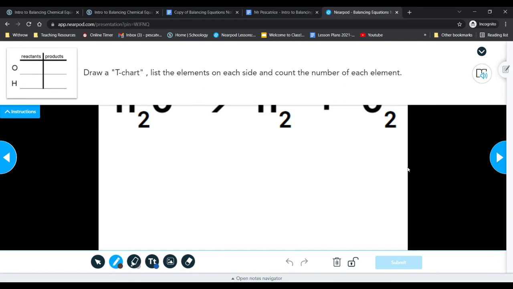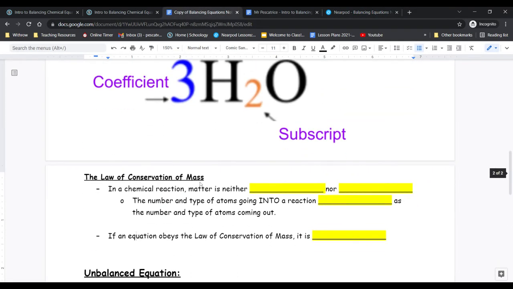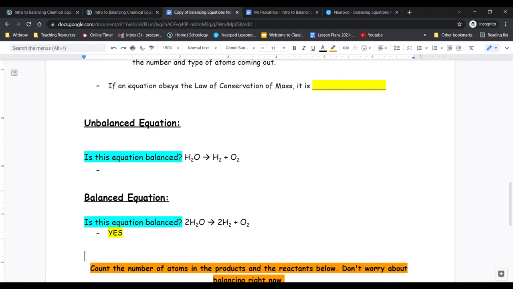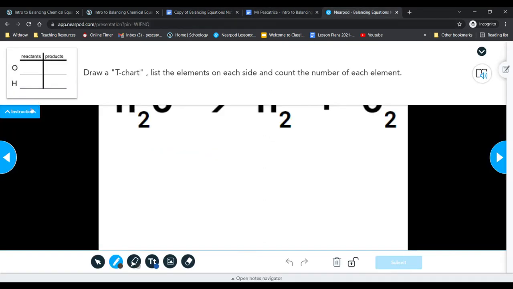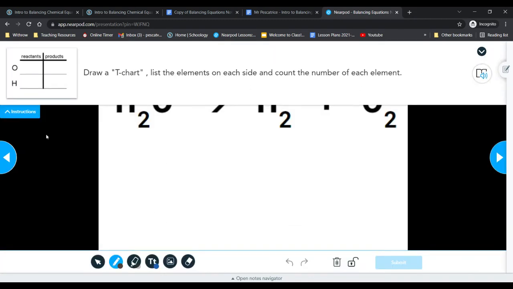All right, so here is a T-chart. What I'm going to do here is match your notes. So in your notes here is where we're going to be at. So let me delete these real quick. An unbalanced equation, we did that. So I'm going to be tackling this question right here. Is this equation balanced? So in our notes here, a T-chart looks like this with the product and the reactants.